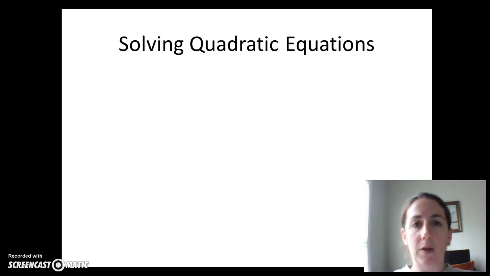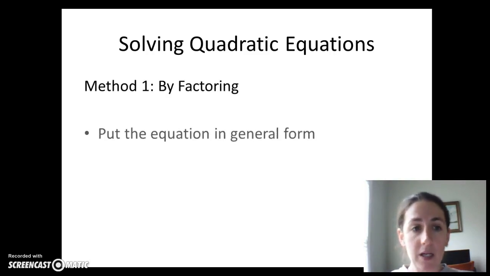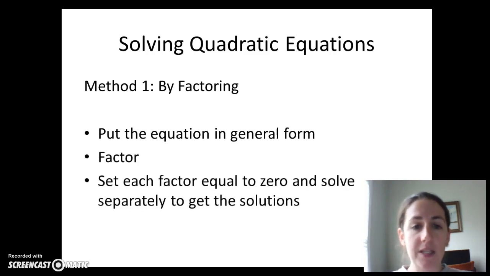So what we're going to really focus on today is solving quadratic equations. There are two methods we are going to discuss about how to solve quadratic equations. The first method is by factoring. How do we do this? First thing we're going to do is put the equation in general form. Get everything on one side of the equal sign, 0 on the other. Have one x squared term, one x term, and one number term. Then we're going to factor. And then what we'll do is we'll set each factor equal to 0 and solve separately to get your solutions.